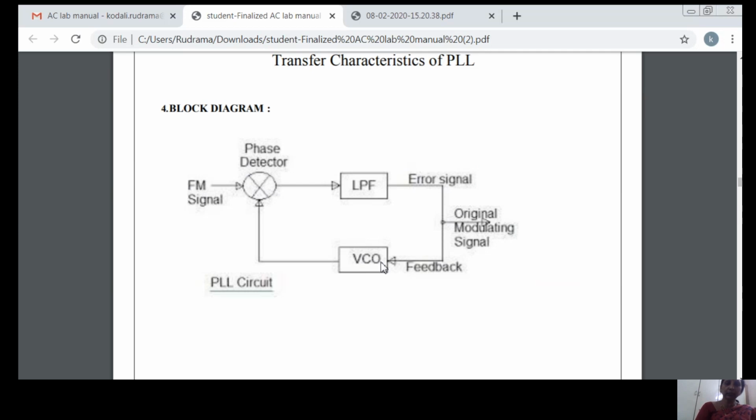This oscillator is a special oscillator; it is controlled by voltage. The error in the phase is converted into a voltage and applied to the VCO, and the VCO changes its frequency corresponding to the error signal. Then the incoming frequency and the feedback or VCO frequency are checked. If there is no error, then the error is 0. Therefore, the system is said to be locked.